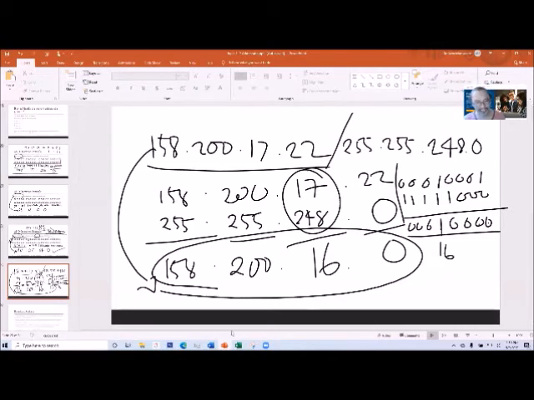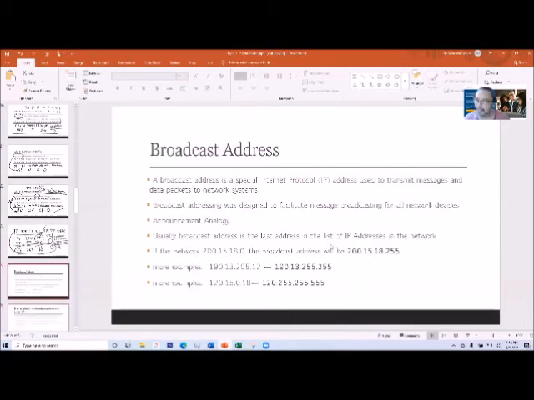Okay, I hope you get that idea. Aside from the network address, we are going to look also for the broadcast address of a particular IP. And it's very, very important. You have the beginning and you have the end, so that you may know that the in-between IP addresses are useful.